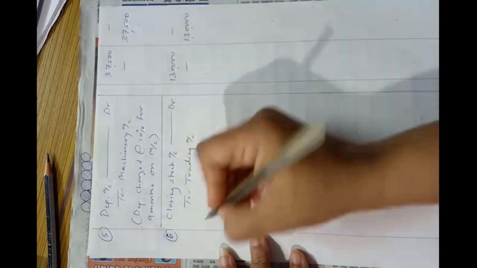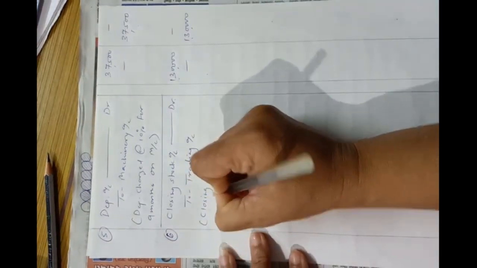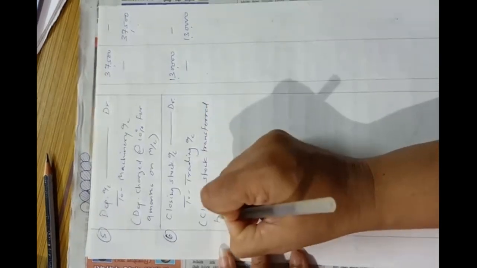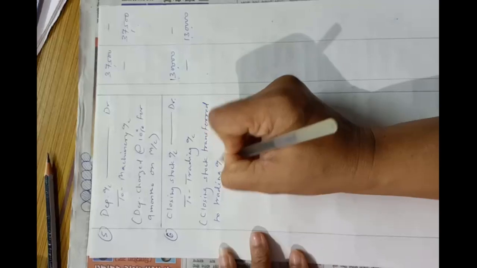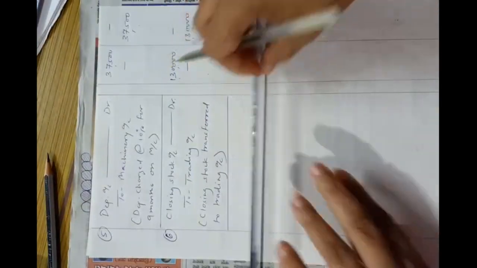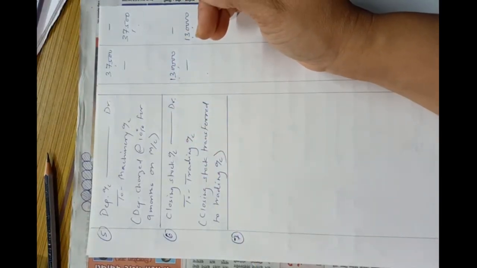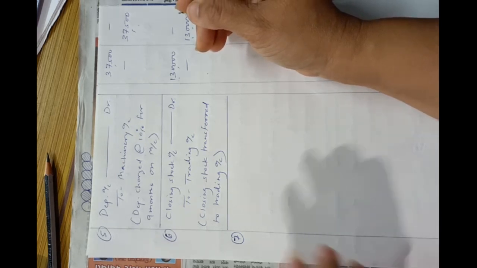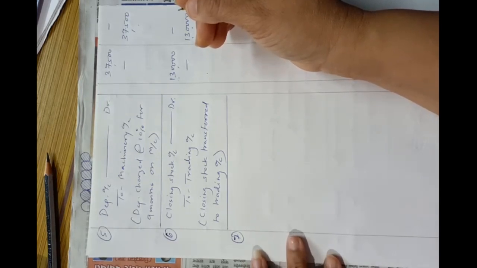So closing stock account will be debited and trading account will be credited. Narration will be closing stock transfer to trading account. Now the next entry. See, next entry is about commission, and they told us that commission due but not received rupees 2400. It means it is accrued commission, that is commission receivable. It is due but not received.